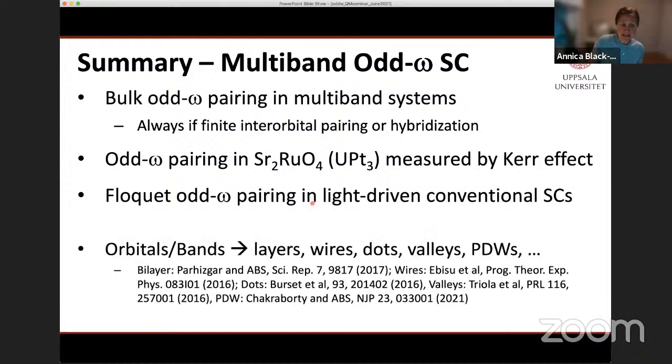You can extend this and say, okay, this orbital banding that we're talking about could really be a layer index, so you have a bilayer system. You can have two wires where you get inter-wire pairing, or two quantum dots, or two valleys in reciprocal space. We've even shown that you can apply this to pair density waves in cuprates, and you get odd frequency states there. So this is a reasonably generic way to think about how you can generate odd frequency pairing by having this additional index for your Cooper pair.